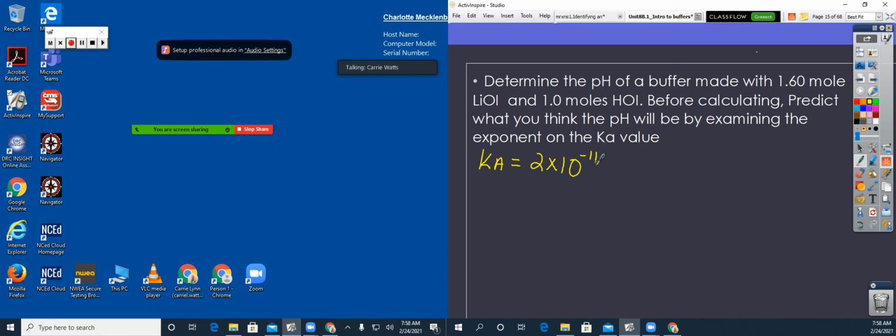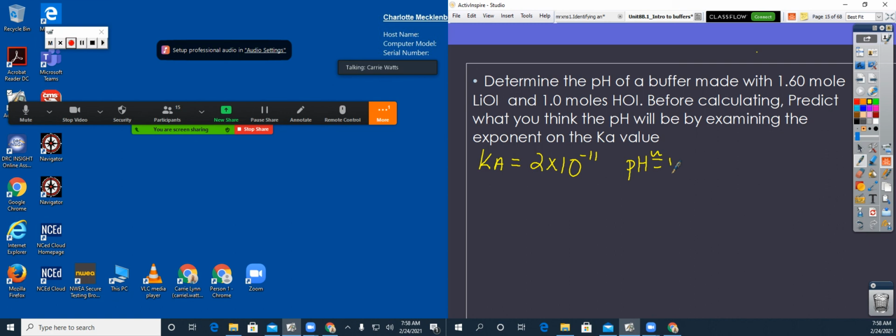Okay, so if you're going to estimate what the pH is by the pKa, which we're going to estimate, you're going to take that 11, because you're going to take the absolute value, subtract 0.2, and you should get about 10.8 as your estimated value for pH.